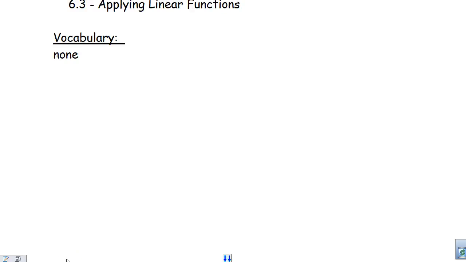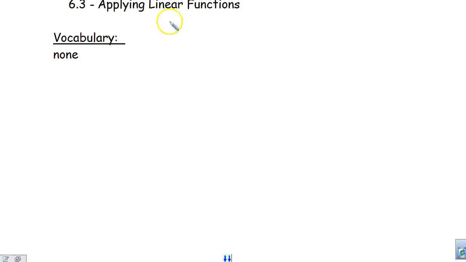And in 6.3, we are going to be going back actually to using slope-intercept form. So I want to spend a little bit of time reviewing that. And we're going to take slope-intercept form and we're going to actually apply it to some real-world scenarios. So 6.3 is all about how you could apply this in life.